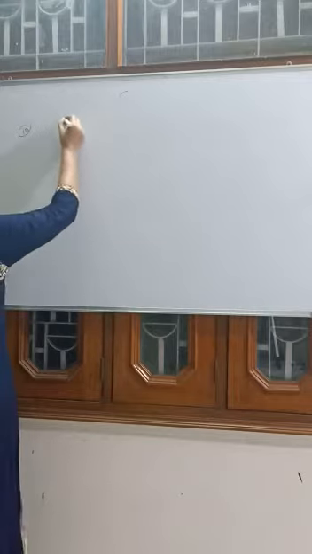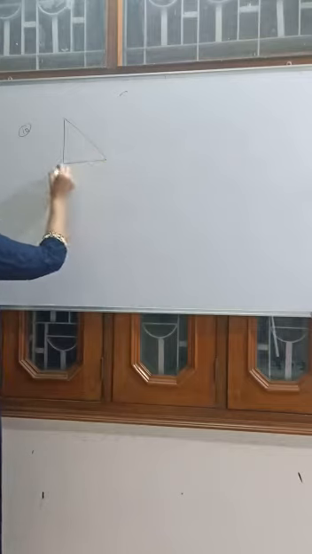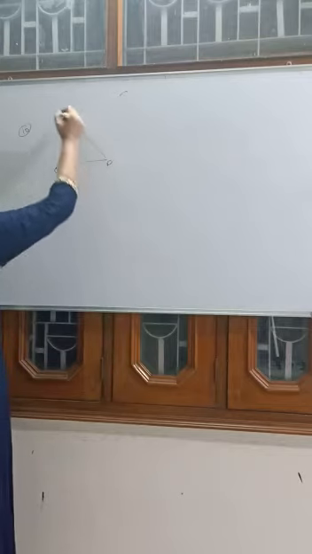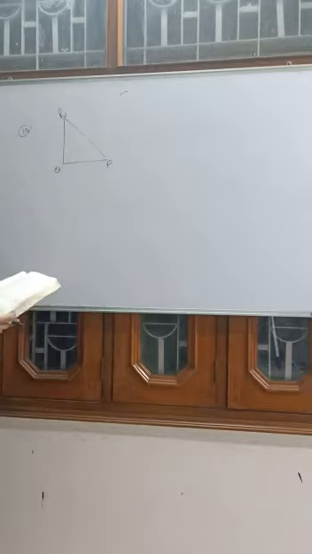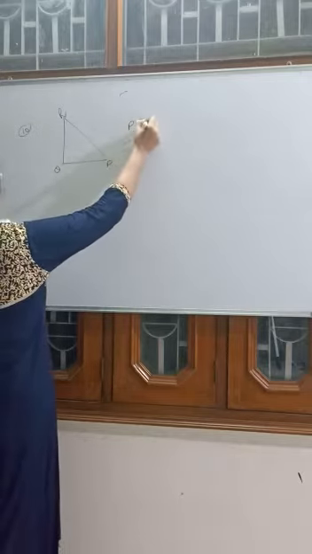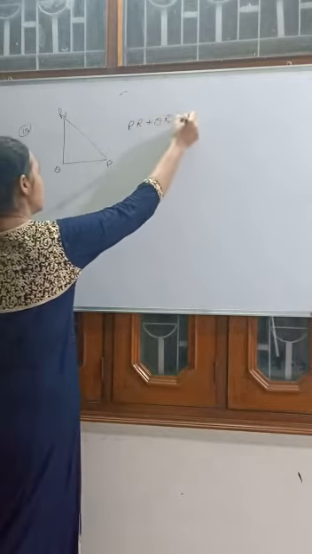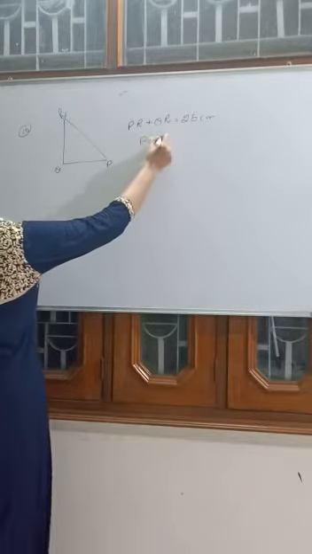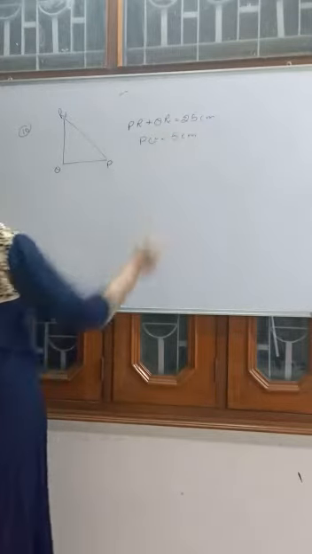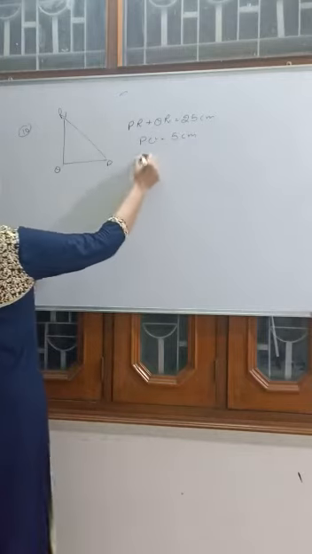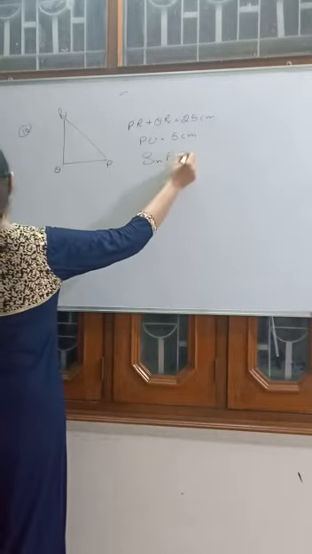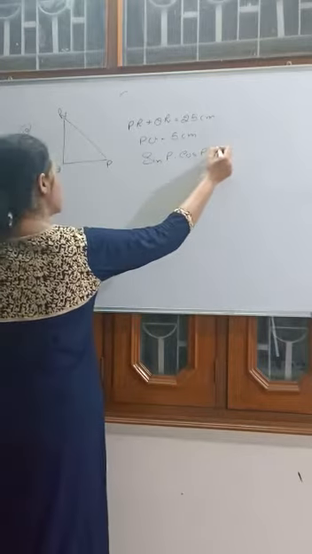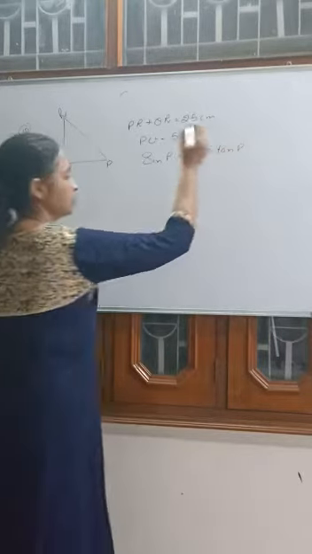In triangle PQR, right angle at Q. Here we can write P, write R. In triangle PQR, right angle at Q, PR plus QR equals 25 centimeters. It is given. PQ equals 5 centimeters. What we have to find? Sin P, cos P and tan P. Clear?